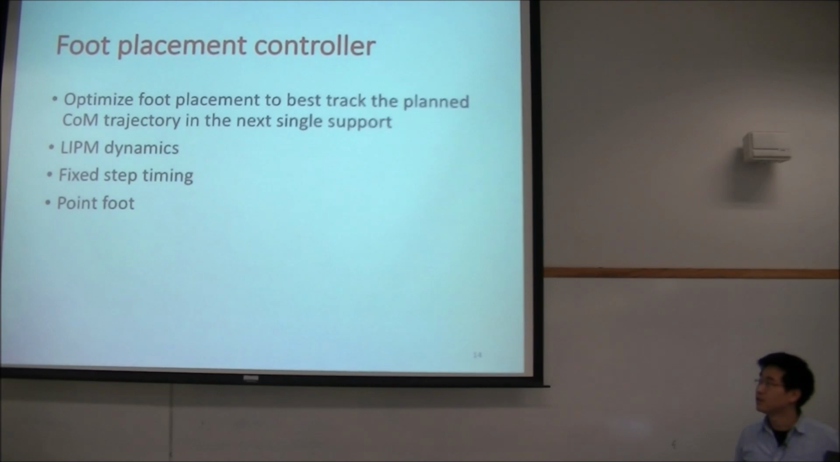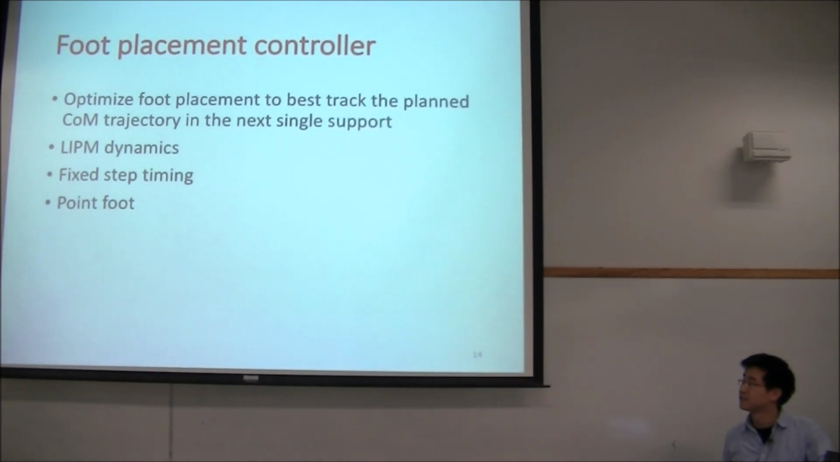Also, I made a point foot assumption. This essentially coincides the center of pressure with wherever I put the step, so I don't have to discretely sample the center of pressure trajectory. Instead, I can just say wherever it puts the foot, that's where the center of pressure is going to be. You can relax this part by introducing a piecewise linear or a constant function for the center of pressure. So we have a few more variables to optimize for, but that's not too bad.